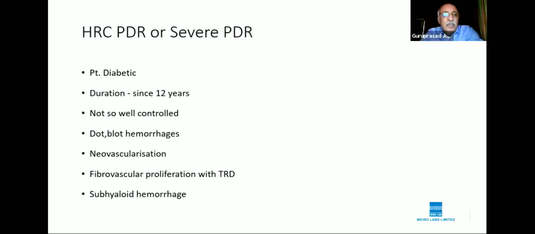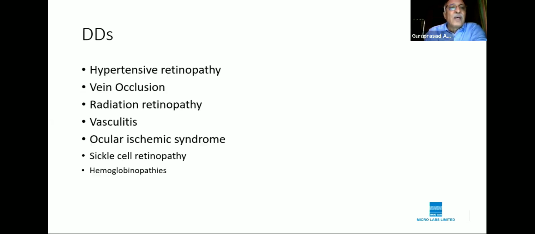It is severe PDR. So because the patient is diabetic with a duration of 12 years, not so well controlled, he has dot and blot hemorrhages, all characteristics of diabetic retinopathy. He has neovascularization, fibrovascular proliferation with TRD, and a subhyaloid hemorrhage. All this would make the diagnosis of PDR, proliferative diabetic retinopathy.